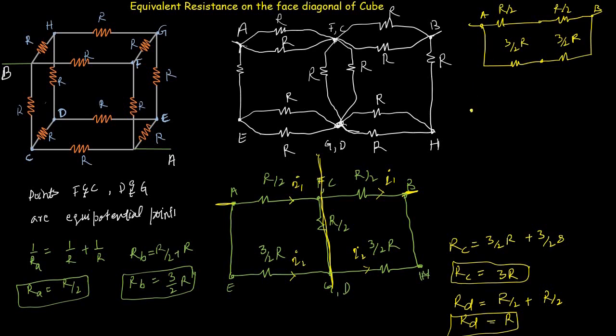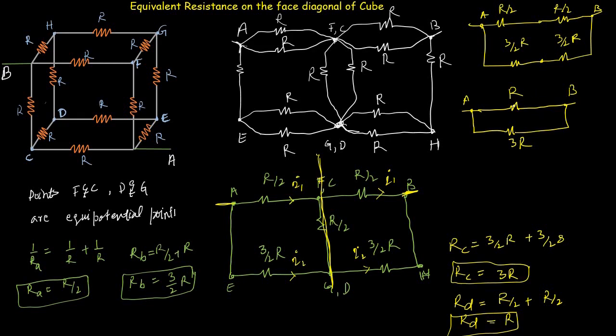So let's say this is the point A. So in between point A and B we have this resistor which is equals to R, which is the equivalent of these two resistors. And in between point A and B we have another resistor which is 3R, which is the equivalent of these two resistors. So now if you look into this network, then you will see that these two resistors are connected in parallel.